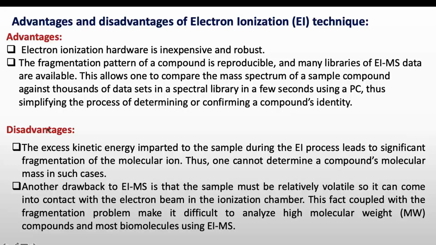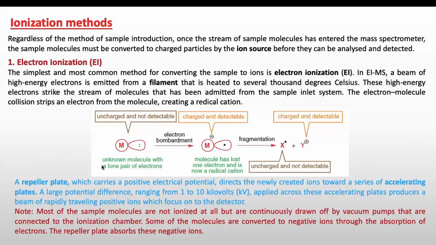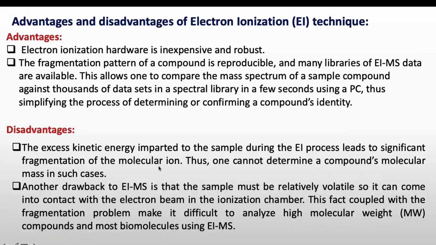But this method also has a few disadvantages. The excess kinetic energy imparted to the sample by the electrons during the EI process leads to significant fragmentation of the molecular ion. This means it does not stop at the molecular ion, but goes further towards fragmentation. Thus in such cases one cannot determine a compound's molecular mass.